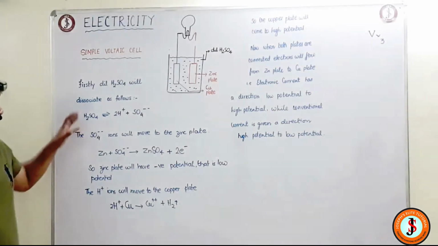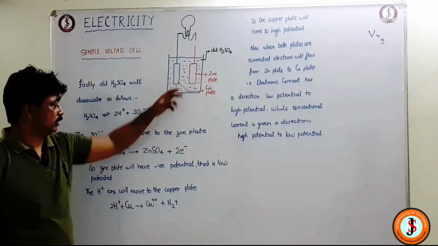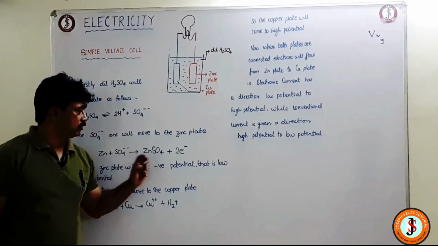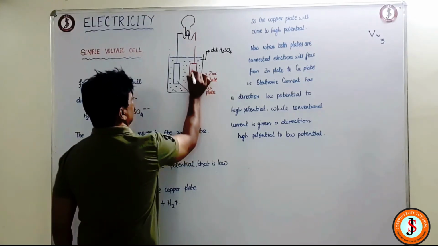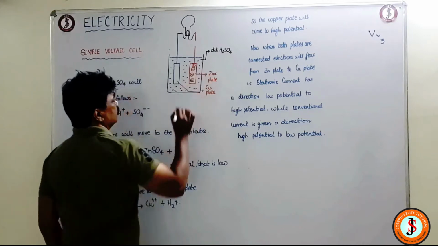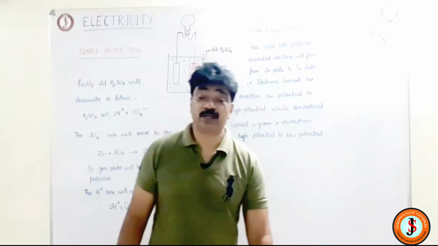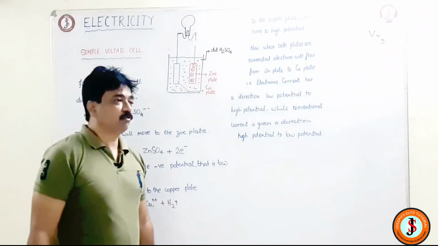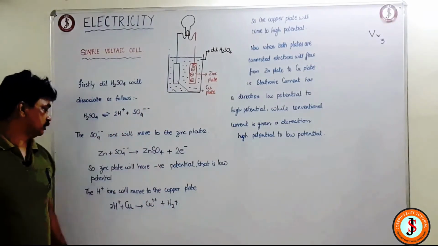But anyway, now what happens when the plates are there? The sulfate ions will move towards the zinc plate and neutralize, forming zinc sulfate, and they will release electrons. So the zinc plate has an abundance of electrons. That is why it is in negative potential. Abundance of electrons means negative potential or low potential. So the zinc plate will have low potential.